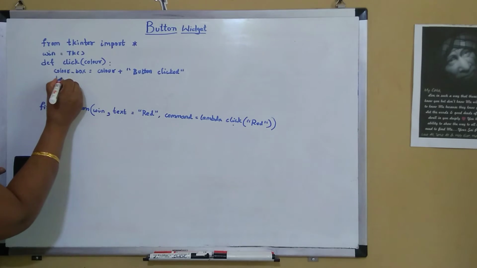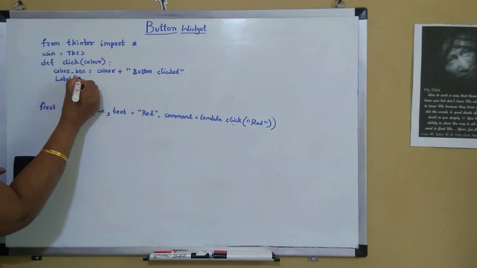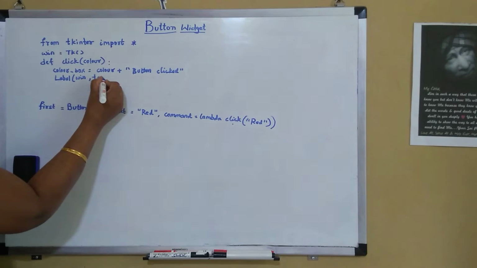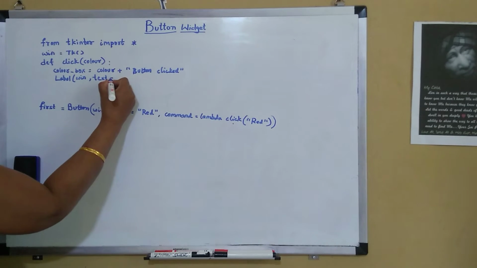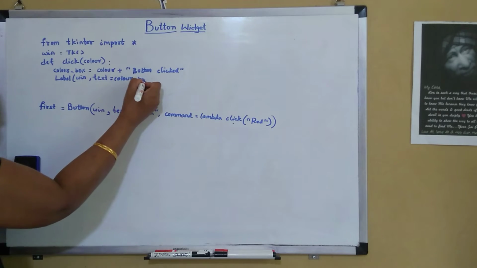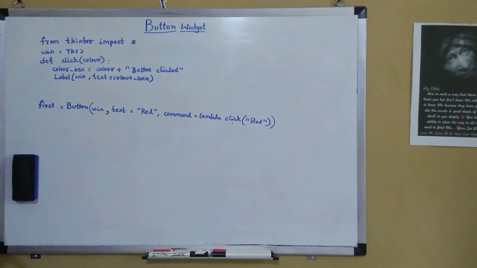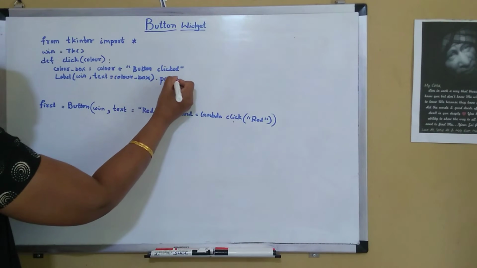And now let me create my label widget and say Label, place it in the main window, and my text should be equal to color_box. And I have to pack it. So let me say dot pack.